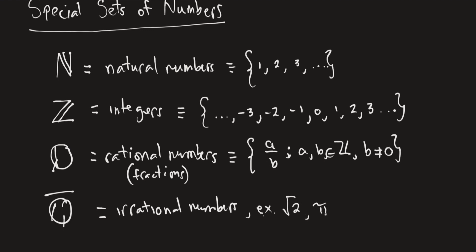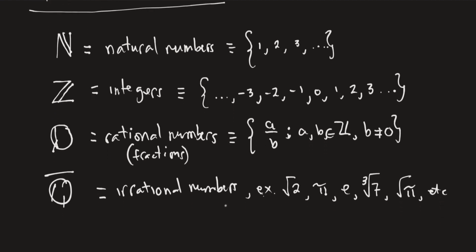Other famous ones are pi and e and the cube root of 7, and it just goes on, the square root of pi, etc. Right? So again, there's no particular order in which we can list them, but there are formal mathematical proofs that show that this number, for instance, the square root of 2, cannot be expressed in this form, and therefore it's not rational, so it has to be irrational, right?